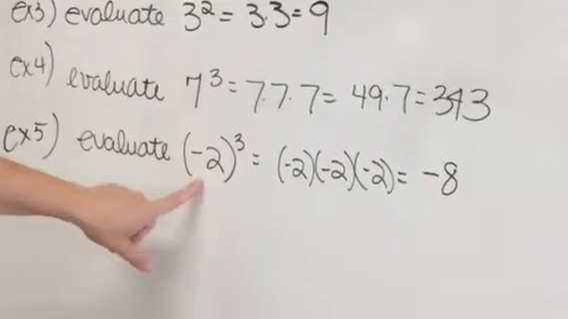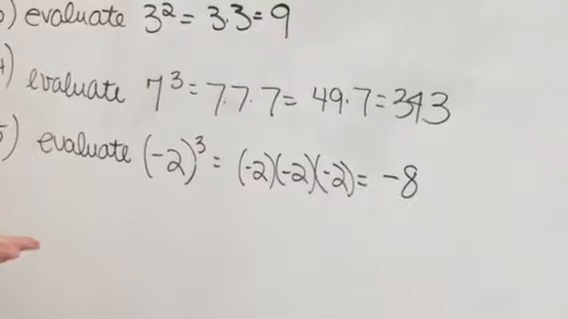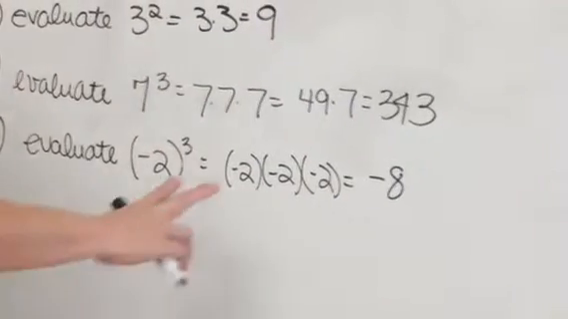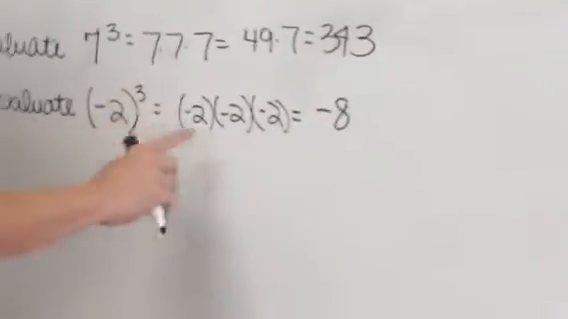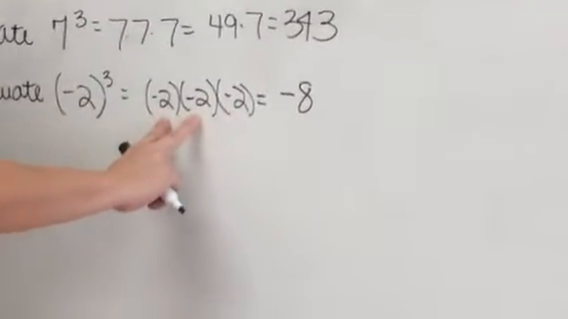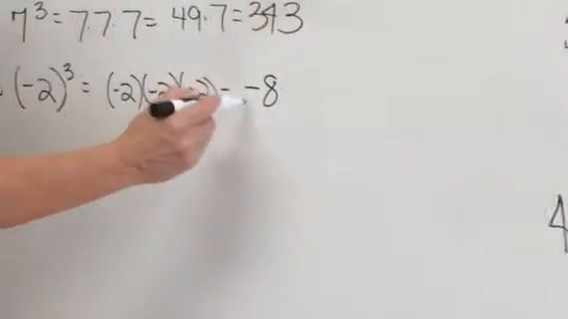And the last one, evaluate negative 2 to the 3rd. Now you're going to have to use your negatives. What do you know about negatives in this problem? You have a negative times a negative, because this tells you to write negative 2 three times. A negative times a negative is a positive, but then you have a positive times a negative, so the answer is going to be negative.